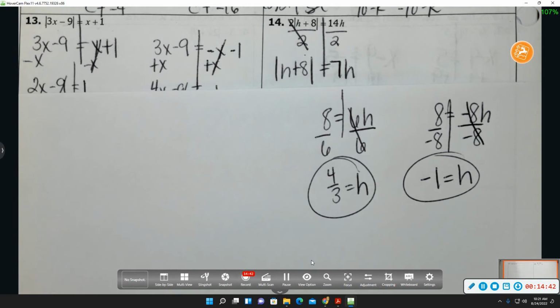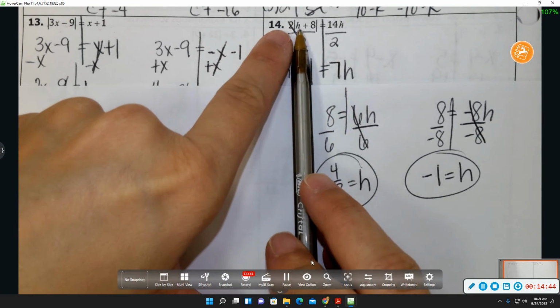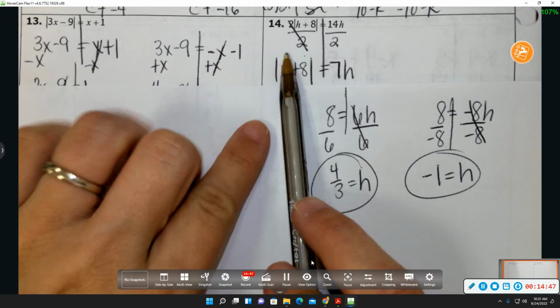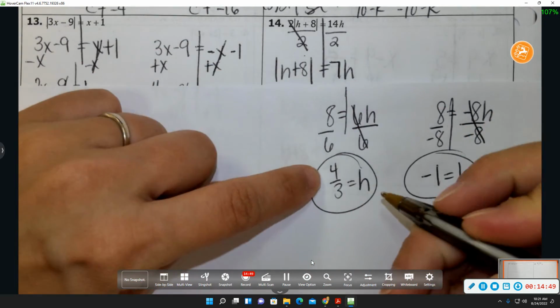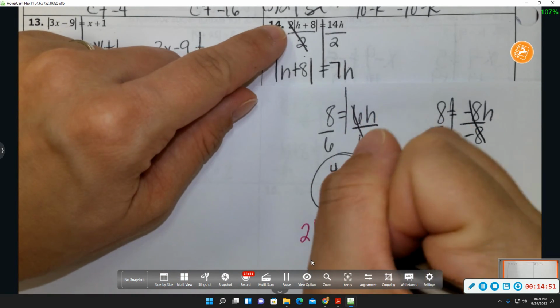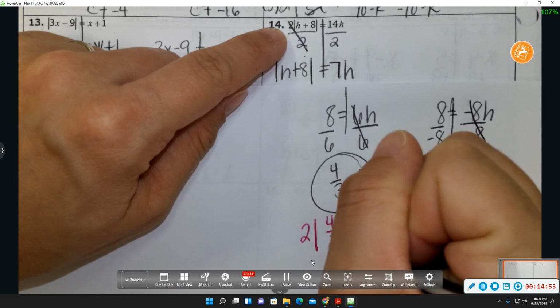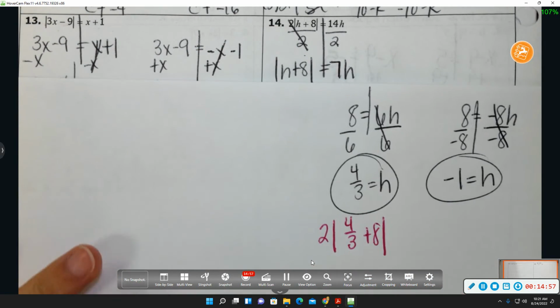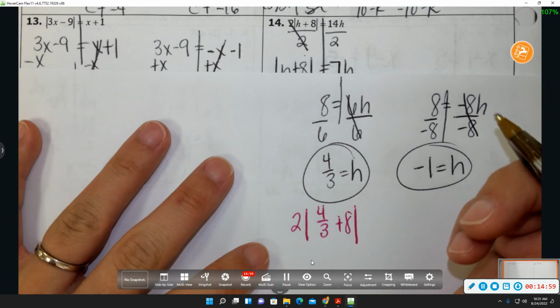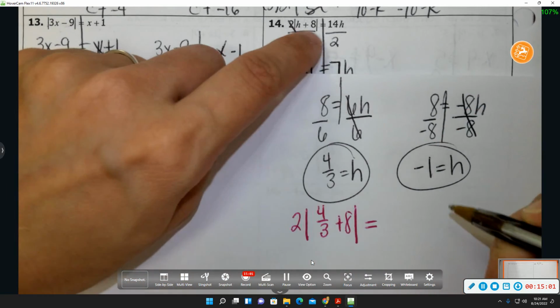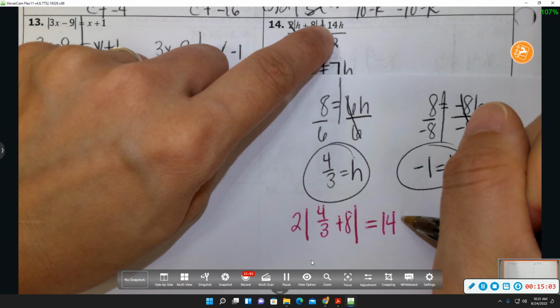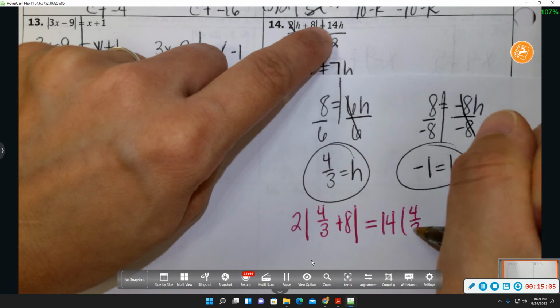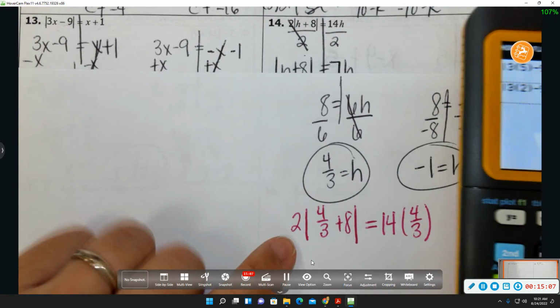Now I do need to check these. Do you see how the variable's on both sides? So I'm going to have to plug it into both sides. So I'm going to try 4/3. So I'm going to go 2 absolute value of 4/3 plus h. And it should be equal to 14 times what? 4/3.